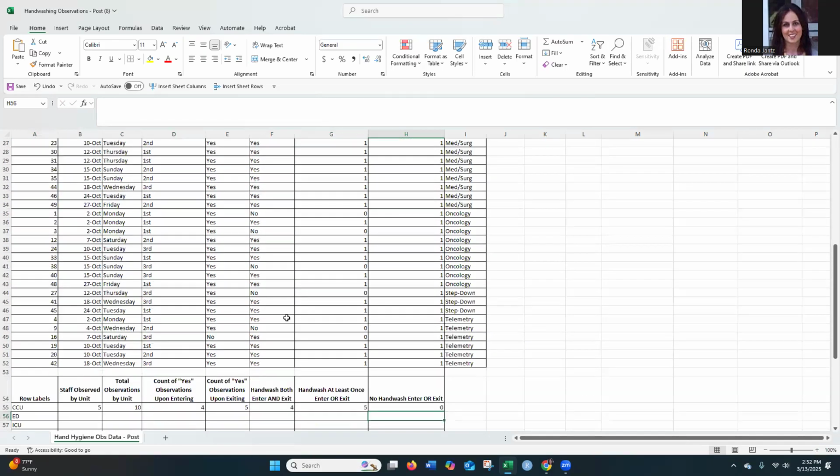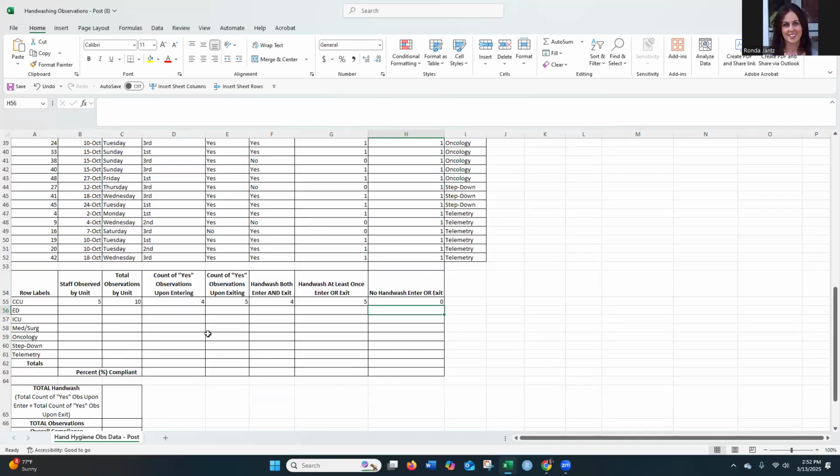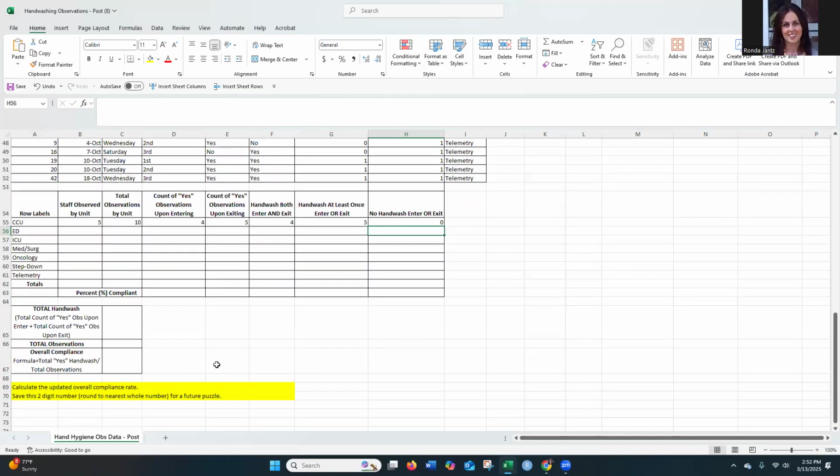So that's promising. You're going to do this all the way down. But what you'll notice is we're only finding 1%. That is our overall compliance percentage. So we are going to count the totals here, which are the total yeses on entering and yes on exiting. Right now, we only have 9 total. So let's say our answer is 9. It's obviously not. We know we have 100 observations. So equals 9 divided by 100. We would have a total of 9%.